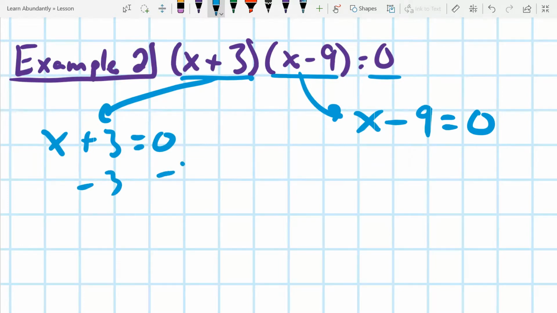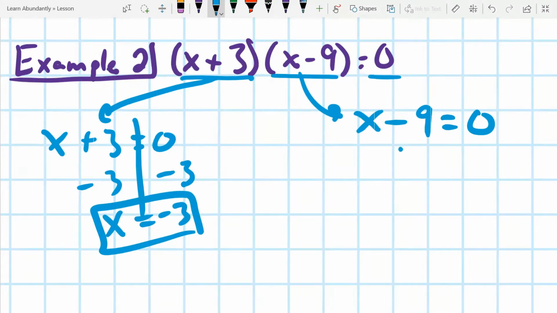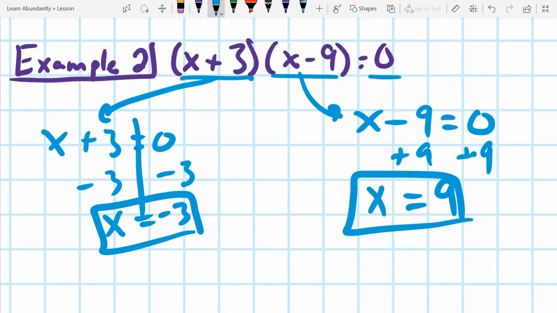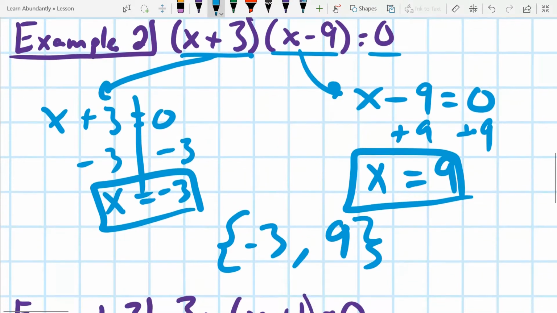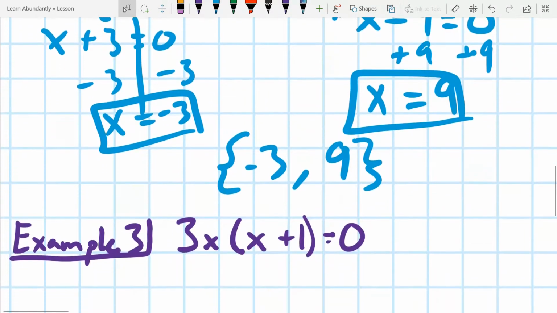I'm going to subtract 3 from both sides, and I get x equals negative 3. And then I can go ahead and add 9, and I get x equals 9. And we're done. So we actually end up with two answers. Sometimes you see them written as a solution set like negative 3, comma 9. Notice that these don't have parentheses around them, because if they had parentheses, then they'd be an ordered pair like an x and a y, but these are both x's.